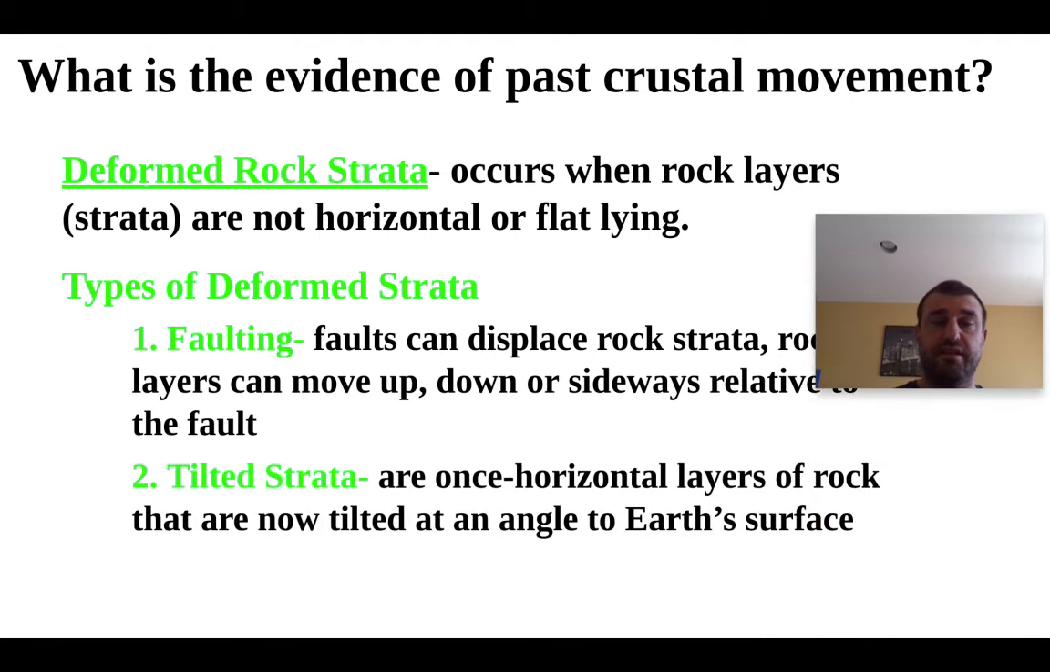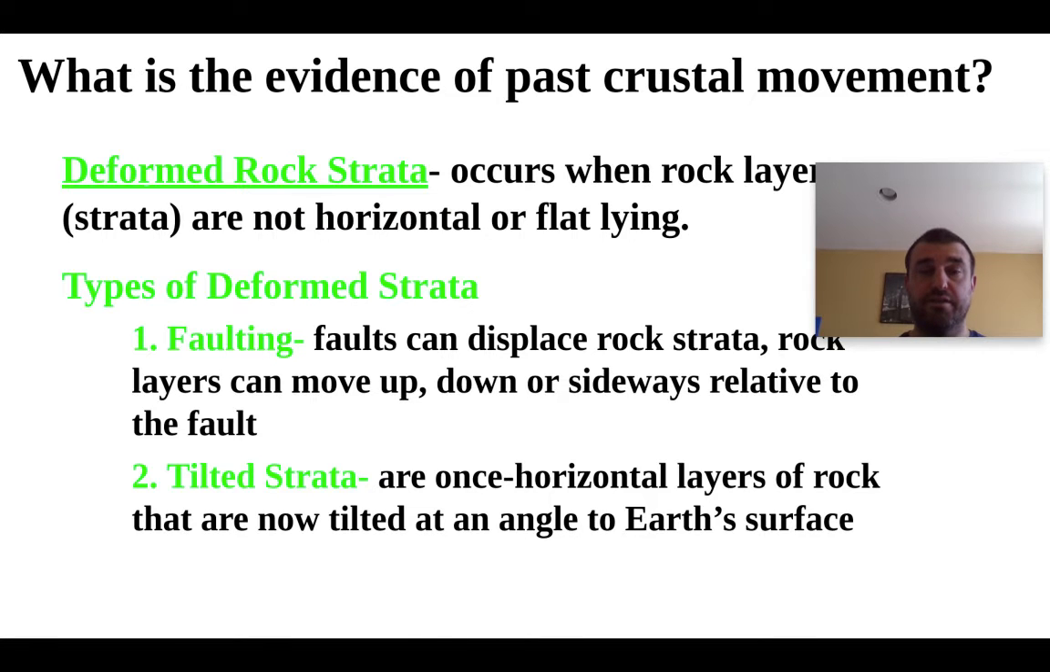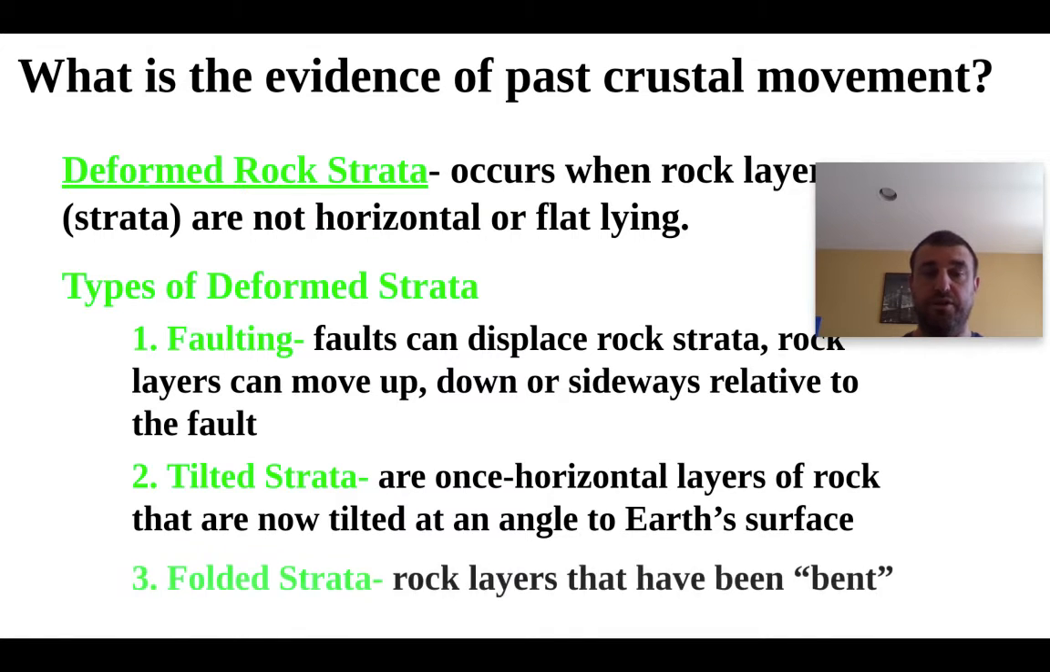All right, the next thing is tilted. Sometimes the rocks are on an angle. Instead of being flat, something forced them upwards. Tilted strata were once horizontal layers of rock that are now tilted at an angle to the Earth's surface. And then the third is folded: rock layers that have been bent. Everything in the green is in the slideshow that you have in your copy on Google Classroom, so you have to fill out the notes along with this video.